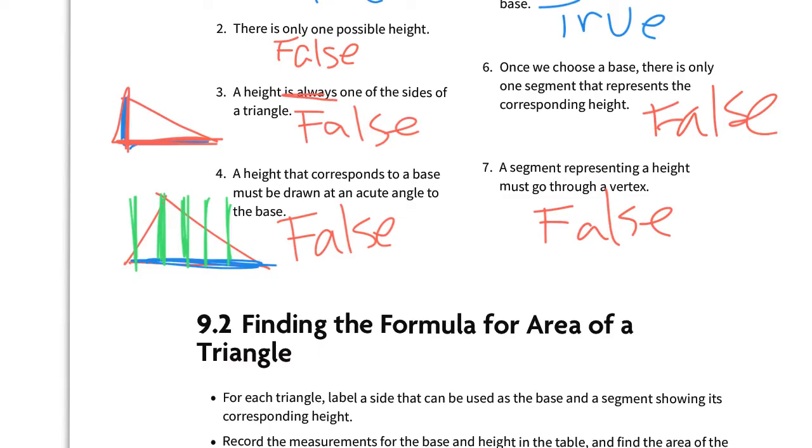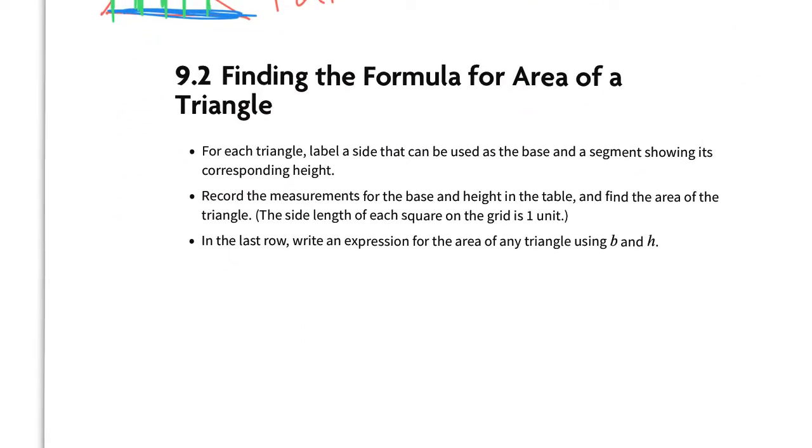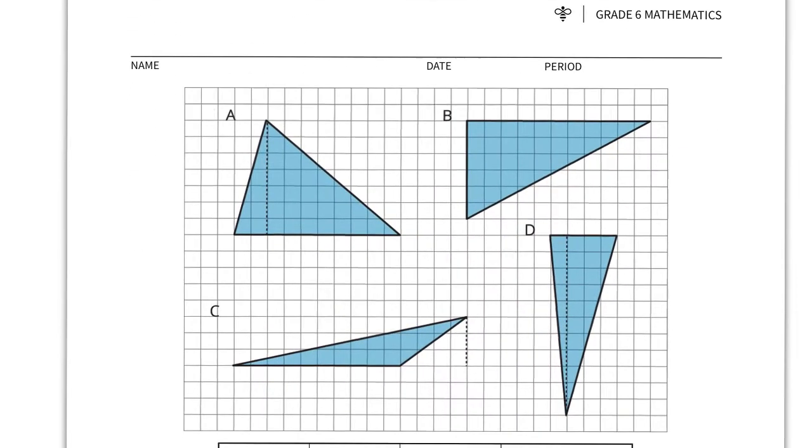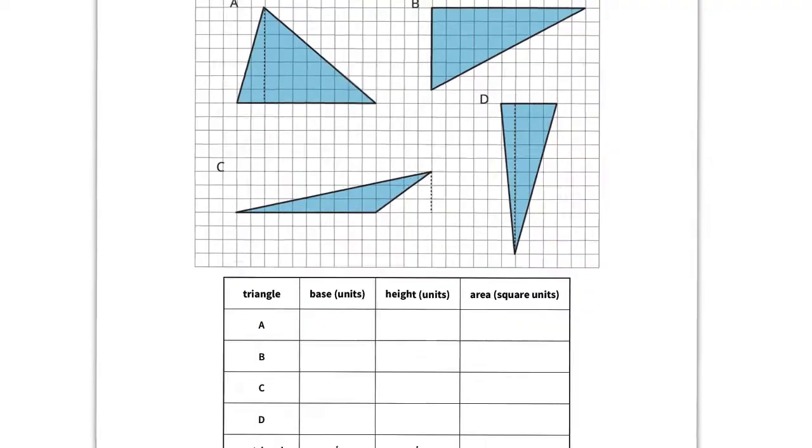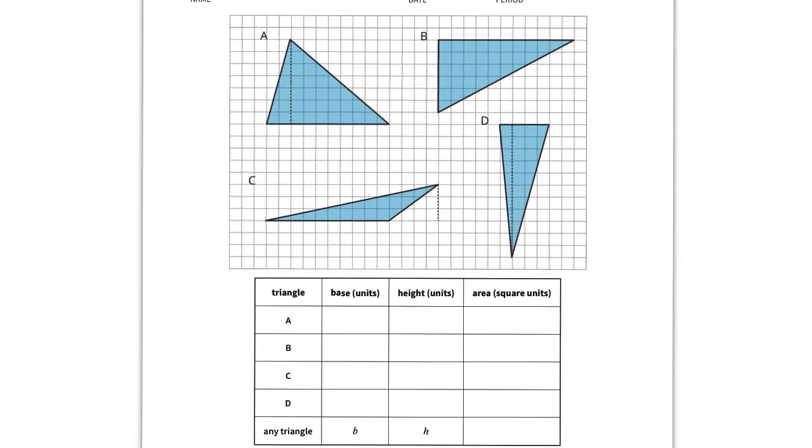So there we go, answering a bunch of true and false statements. So here, the directions say, for each triangle, label a side that could be used as a base and a segment showing its corresponding height. We're supposed to record those measurements and find the area of the triangle. And in the last row, we're supposed to find a formula. So good, let's do it. So let's go down. And there's our triangles, and there is our table. So here we go. Let's start filling it out.